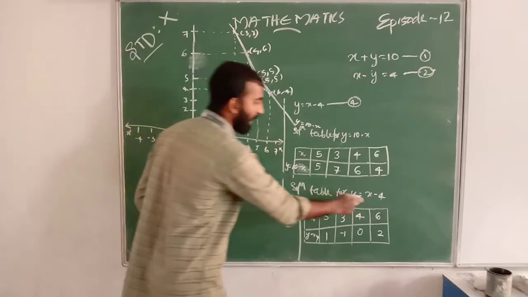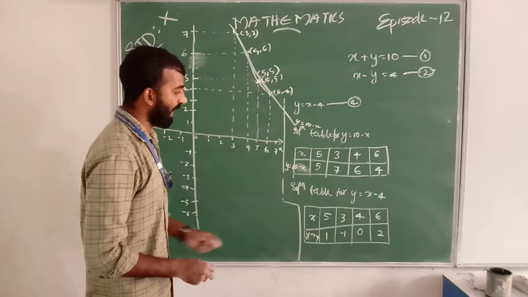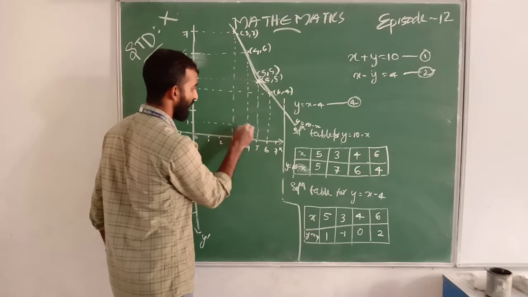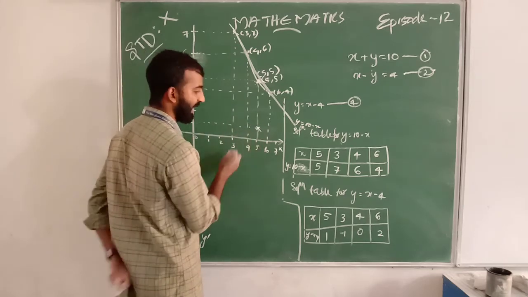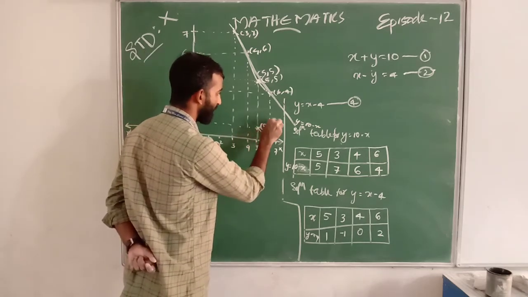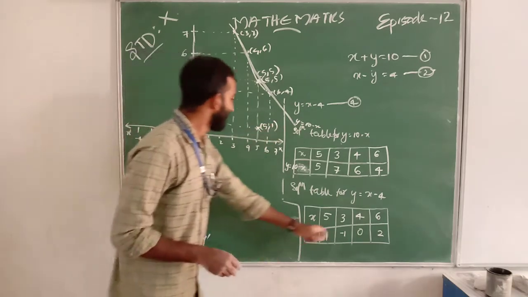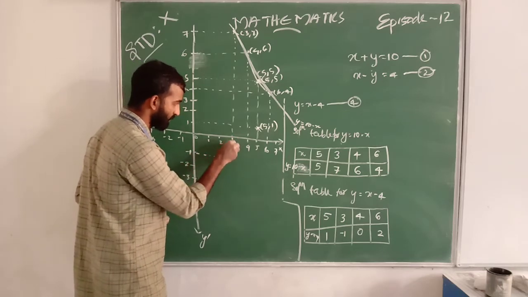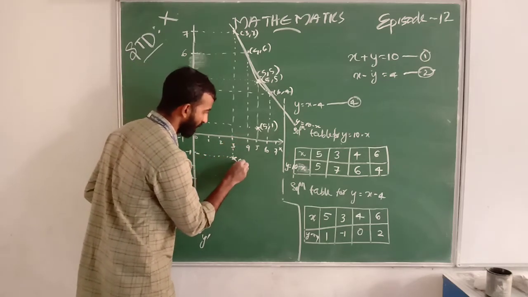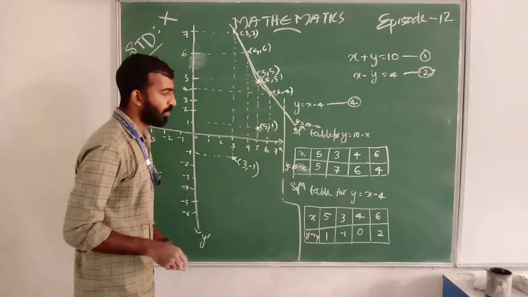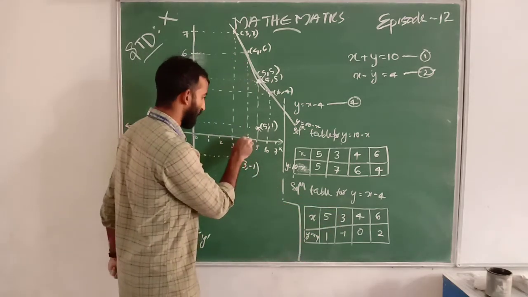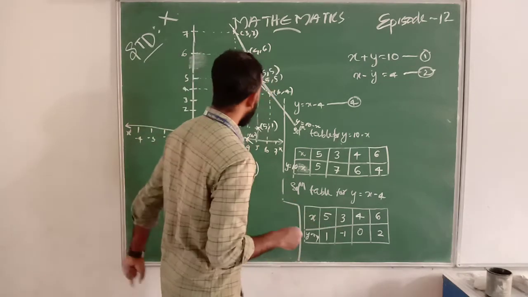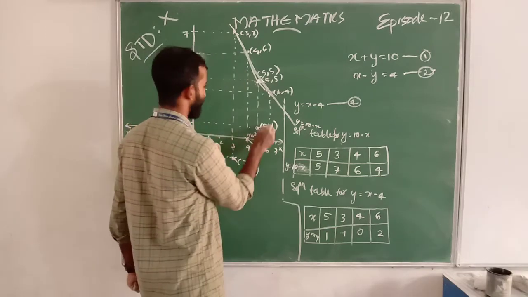Next graph is for y equal to x minus 4. When you take x as 5, you get this point, 5, 1. When you take 3, you get negative 1, so 3, negative 1. You take 4, you get 0, this point 4, 0. And when you take 6, you get 2.